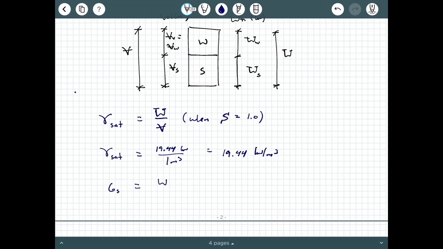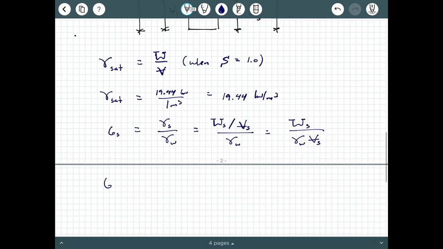Specific gravity of soil solids. That's going to be the unit weight of soil solids divided by the unit weight of water, okay? And I can say the unit weight of soil solids is the weight of soil solids divided by the volume of soil solids. Again, that's all over unit weight of water. Doing some algebra repackaging, I've got weight of soil solids divided by unit weight of water times volume of soil solids. And I have all of these values.